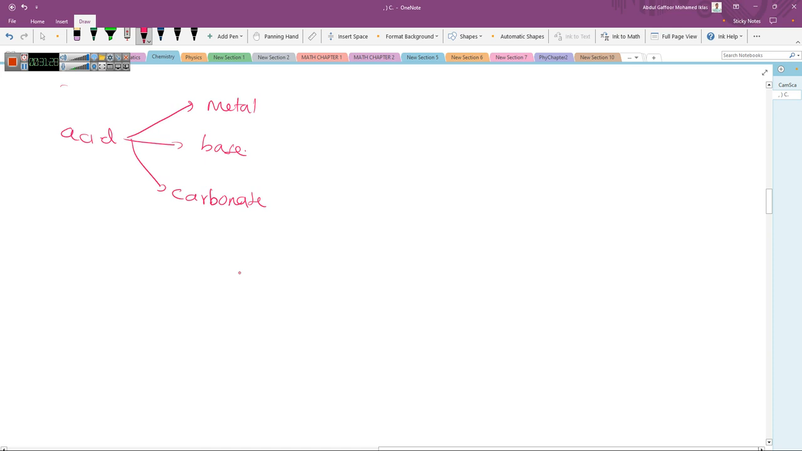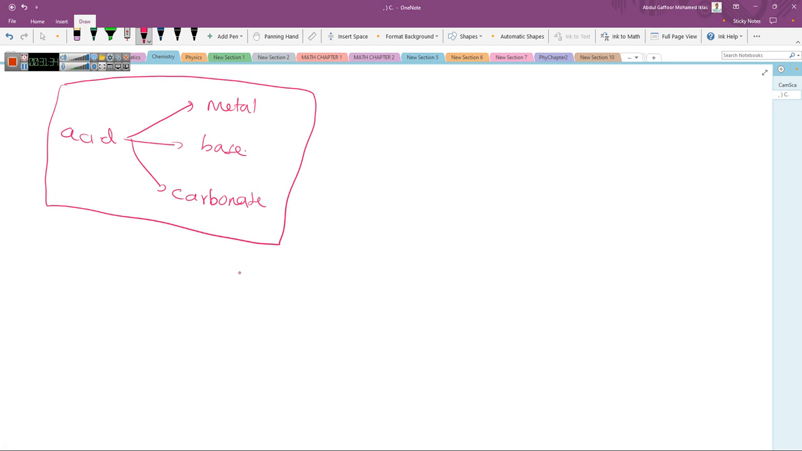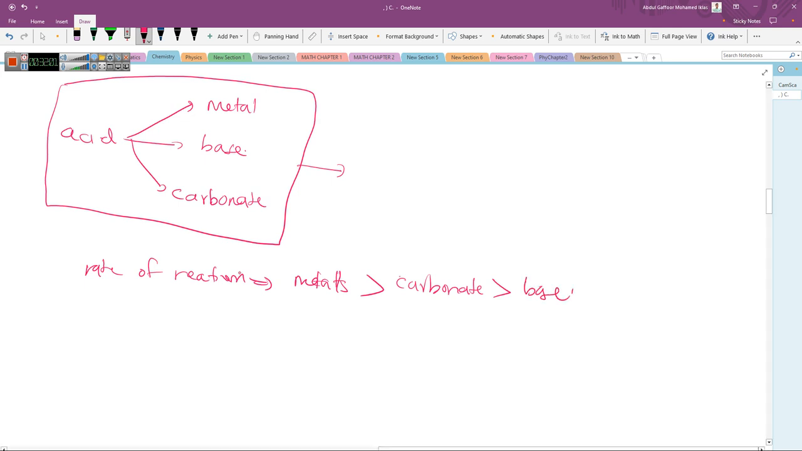Now if I order the rate of reaction with acid, where acid reacts with metal, base and carbonates respectively, the order will be like this. Metals will have a higher rate than carbonates, and the rate of reaction with acid and bases will be comparatively less. Now if I select a metal, I can quickly produce a salt, so we will prefer this method.